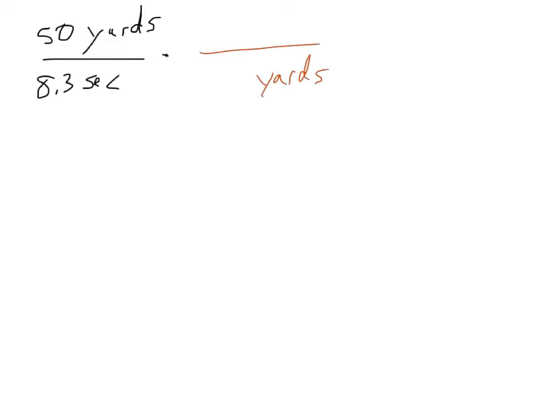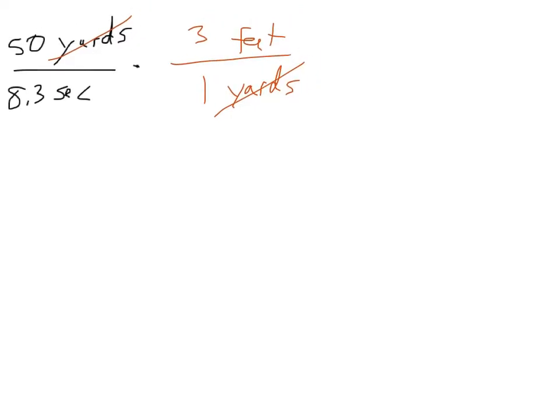Okay, well, what conversion factor would have feet up here and yards on bottom? Well, I know that there are 3 feet in every 1 yard. So that's what I'm going to use. Now I have yards on top there and bottom there, so I can cancel. So now I'm taking 50 times 3 feet, which would get me 150 feet over 8.3 seconds times 1 is just, again, 8.3 seconds.